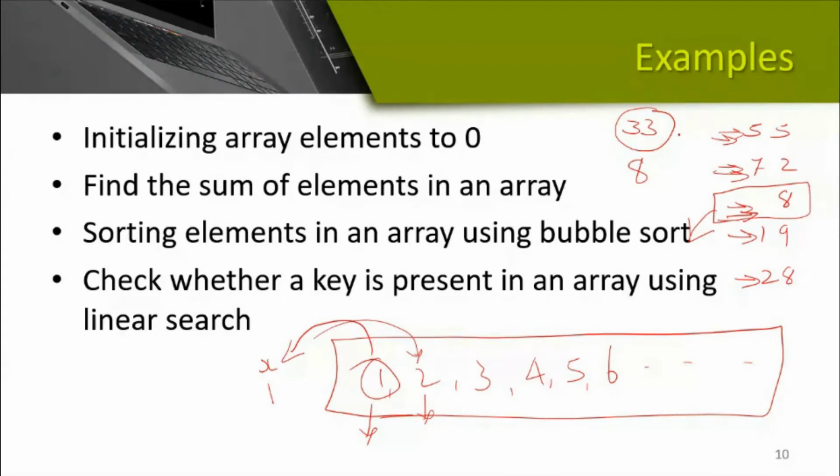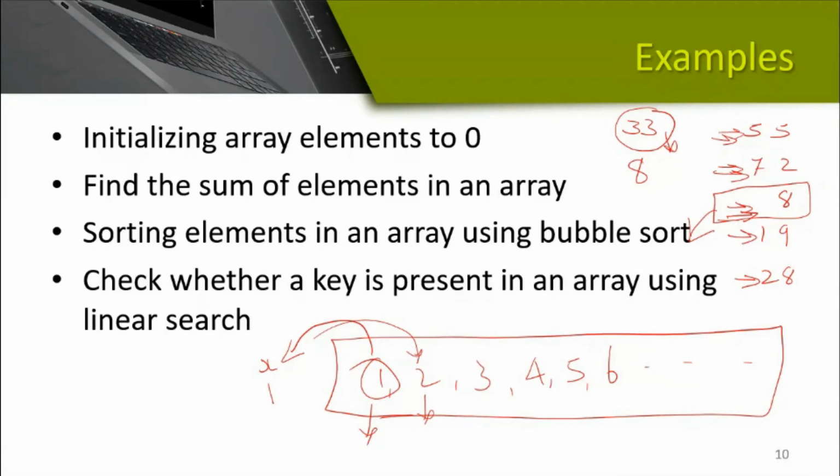But if it was the case of 33, then it is found that till the end of the list, the particular element is not found. In that case, it says that this particular element does not exist in this list, and it terminates the program.